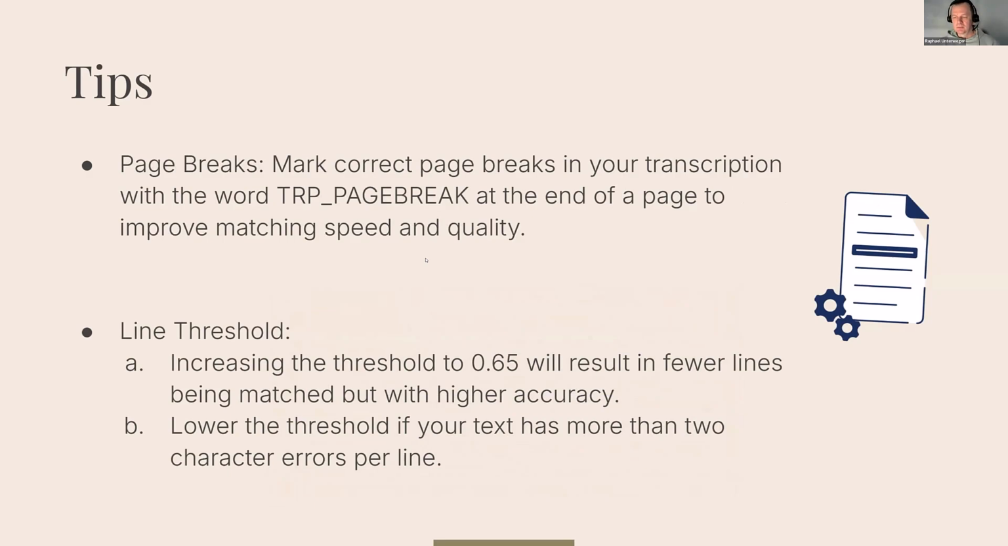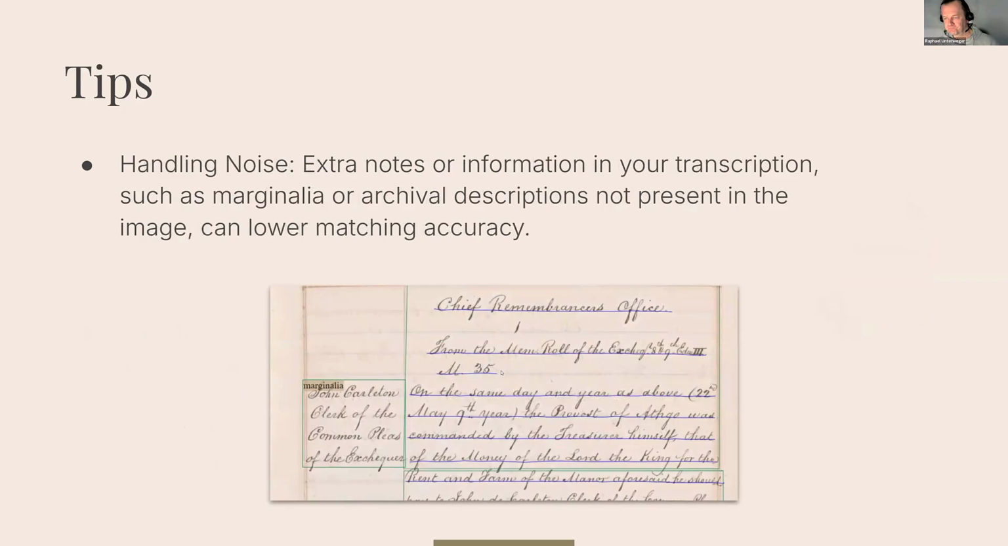Yeah, and the default line threshold is 0.45. You can go lower and will have quite a good matching if there are not many errors. And as already mentioned, if you want to use it for ground truth, you should go to 0.65 or higher to get proper true positive lines.